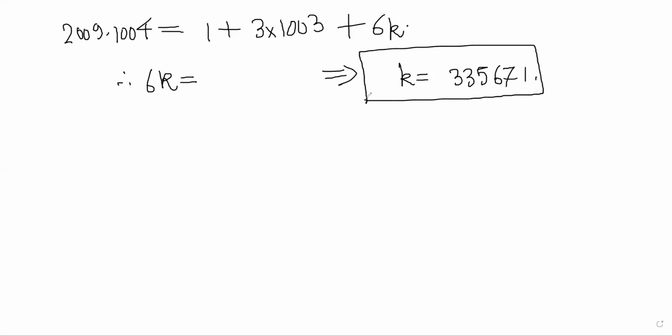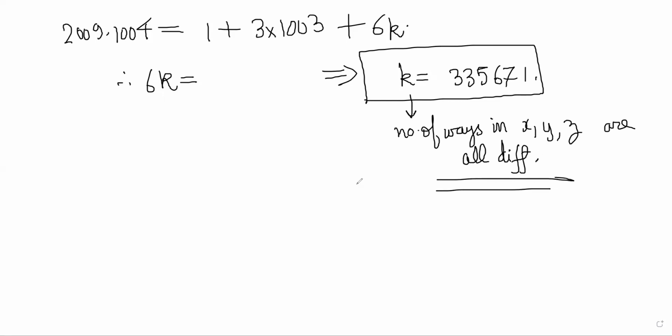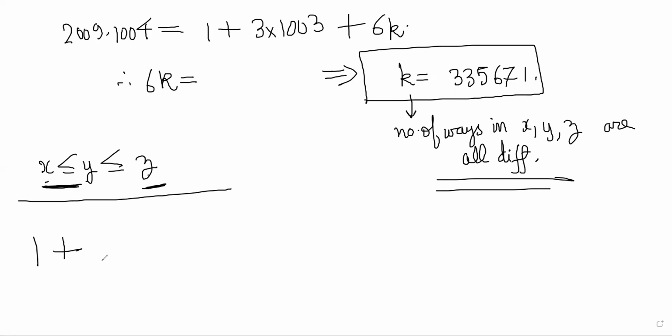I have done the calculations. You can check it yourself. This is the number of ways in which x, y, and z are all different, right? Correct. So the total number of positive integer solutions that will satisfy x is less than or equal to y is less than or equal to z can happen in one way where x and y and z are all equal. Another way when two of them are equal and the third one is bigger. So that will happen in 1003 ways. We have already done this case. Two of them are equal and the third one is greater. And finally, when all three are different, that will happen in k ways, right?